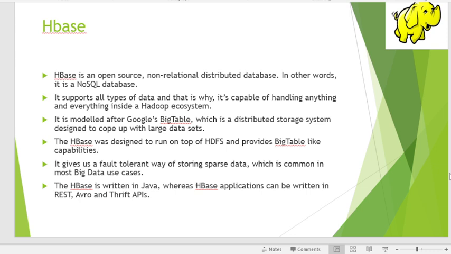It is modeled after Google's Bigtable, which is a distributed storage system designed to cope with large data sets. HBase was designed to run on top of HDFS, and it provides Bigtable-like capabilities. It gives us a fault-tolerant way of storing sparse data, which is common in most big data use cases. HBase is written in Java, whereas HBase applications can be written using REST, Avro, and Thrift APIs.